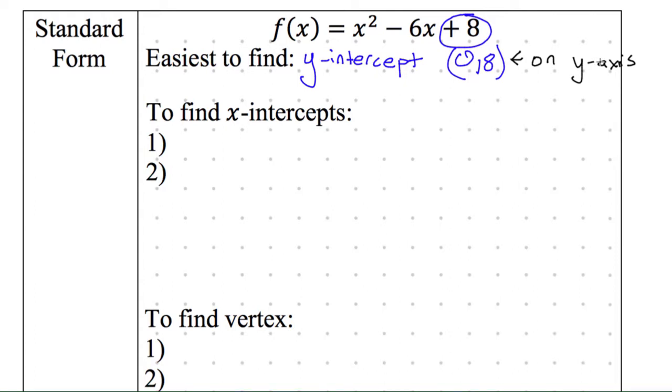All right. But that is kind of unhelpful because I need to find the x-intercepts and vertex. And I did not find either of those two things by having that easy y-intercept. So now I have to do a bunch of work to find x-intercepts. All right. And again, it's the same thing over and over. To find x-intercepts, what thing is equal to 0?